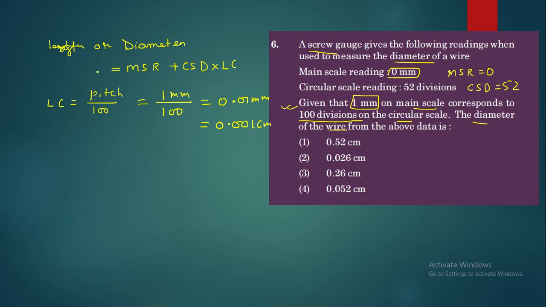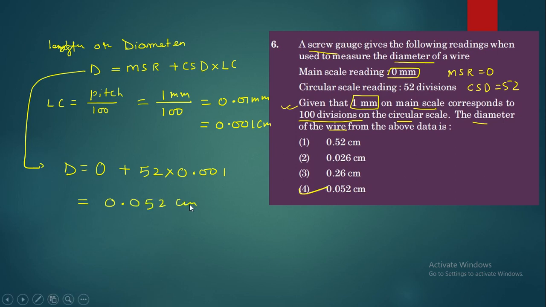Now let's calculate the diameter. The diameter will be equal to main scale reading 0, plus the circular scale division when we attempt to measure the diameter of the wire, which is 52, multiplied by the least count of that particular screw gauge, which is this one. And option 4 comes out to be the correct option. Let's move on.